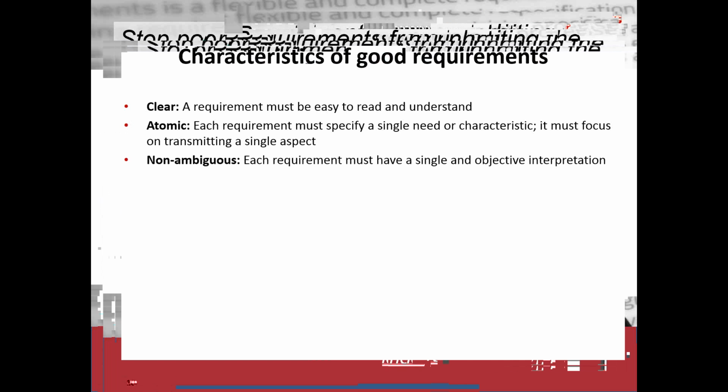Of course, another really key aspect when working with requirements is that they have to be non-ambiguous. Each requirement must have a single and objective interpretation. Something really common is saying that the user interface must be friendly or the system must be easy to use. Good luck testing that. What's the meaning of easy to use or user-friendly? We have to write the requirement in a way that it can be measurable and easily understandable by all the people that need to work with those requirements. So we have to avoid ambiguous terms.